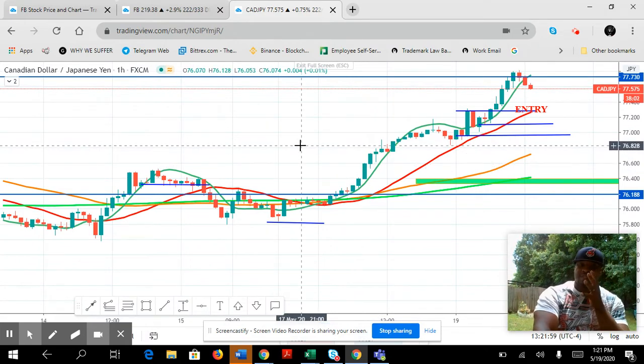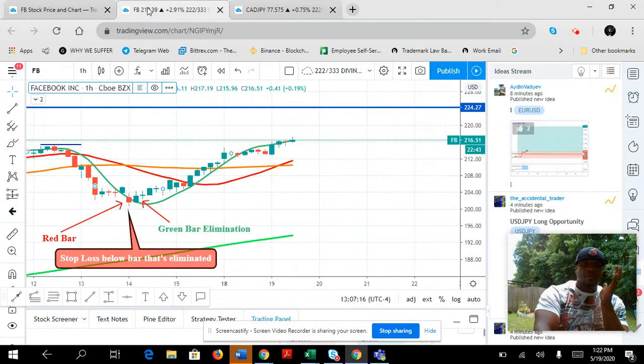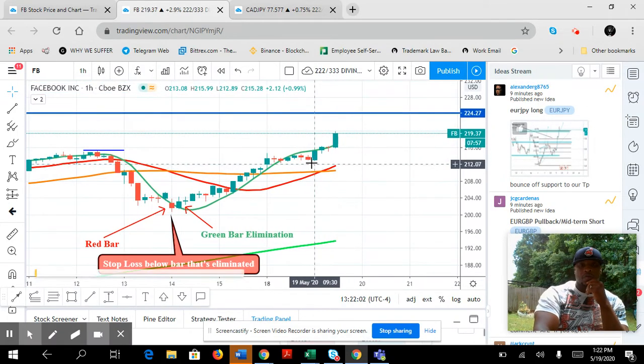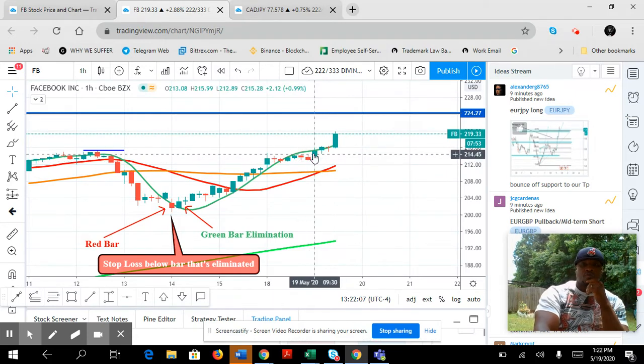All right. So this is just simple strategy. Let's go look at Facebook. Okay. We're on an hourly. What do we have? Red bar. What's the rule? A green bar eliminates it. Take it long. All right.